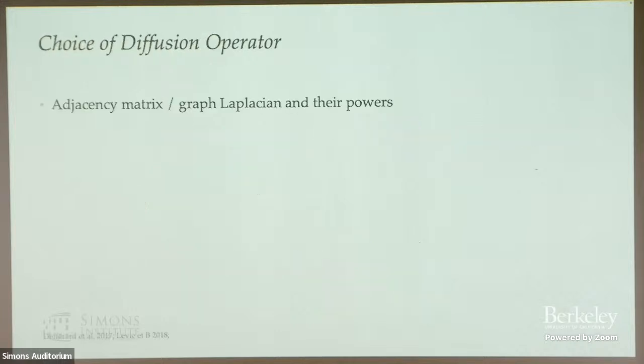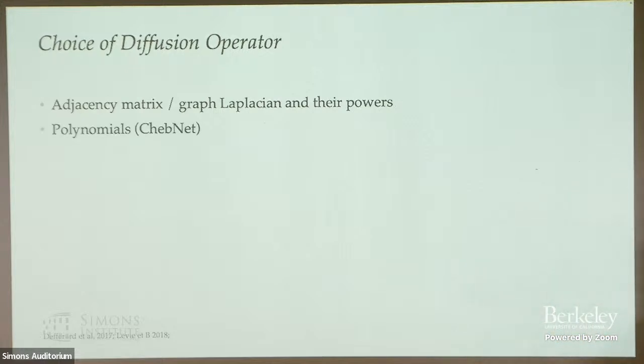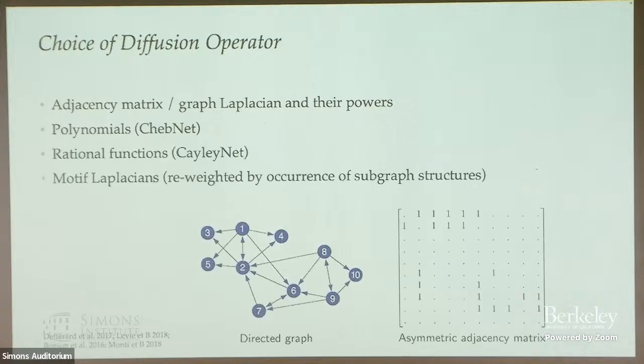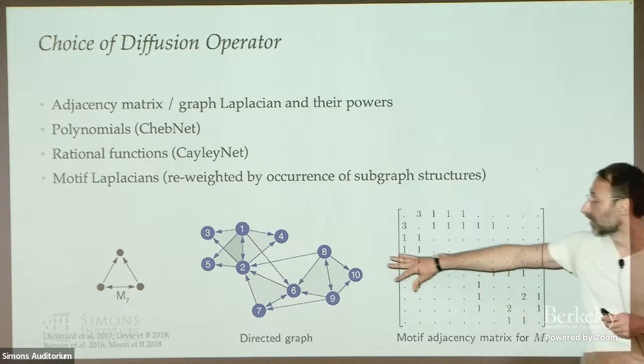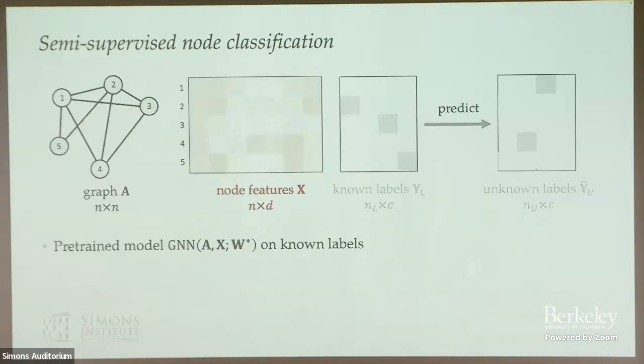As this convolution operation, I can use many different things. It can be the adjacency matrix of the graph. It can be the graph Laplacian. It can be polynomials with respect to any of these. It can be rational functions. It can be even more exotic things like the motif Laplacian. If I have directed graphs, I can count occurrences of some subgraph structures and then reweight the graph, making it into an undirected graph. This way, I account for the presence of certain structures in the graph. The bottom line is that it doesn't really matter. It all boils down to the same type of equations.